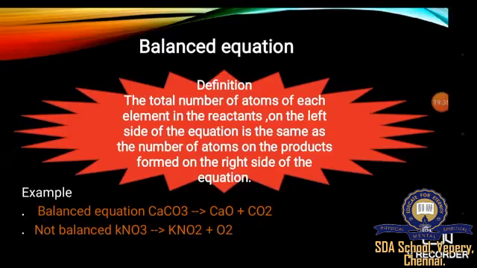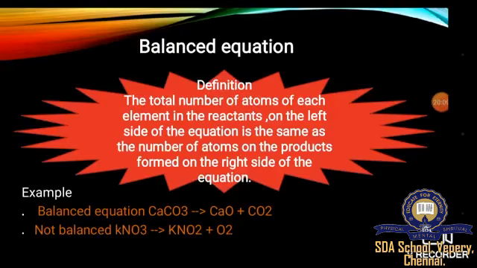Next we see about the balanced equation. Balanced equation means it is just the opposite of the skeletal equation. Skeletal equation means it is an unbalanced one. For a balanced equation, the total number of atoms present on the reactant side will be equal to the total number of atoms present on the product side. So on both sides the atoms will be in equal form. Then it is said to be a balanced equation.